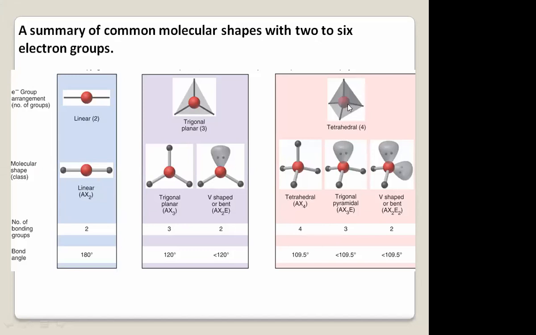Then you have tetrahedral that can be these 3 possible shapes: tetrahedral, trigonal pyramidal, V-shaped molecule. And the number of bonds is 4, 3, 2, because electron lone pairs are already occupying those spaces. The angle in the real situation is 109.28 minutes or 109.5 degrees, not Celsius. Then you have less than 109 because of the repulsion by the lone pair.